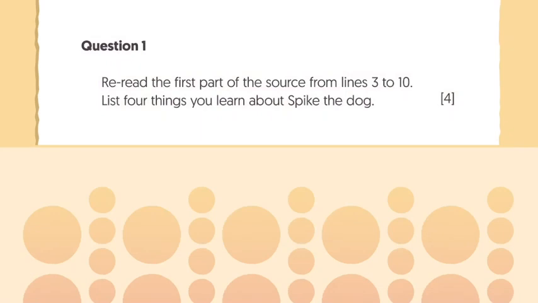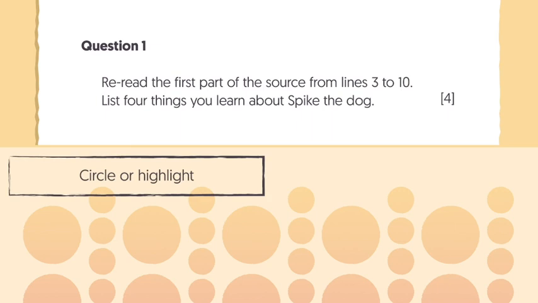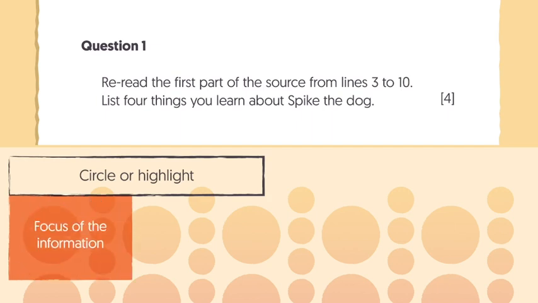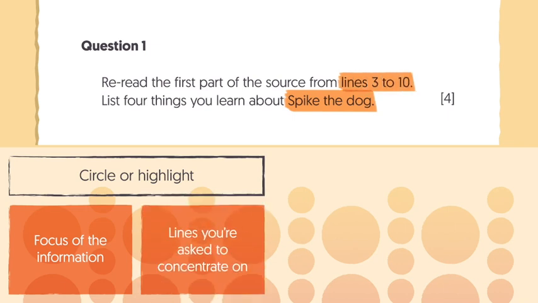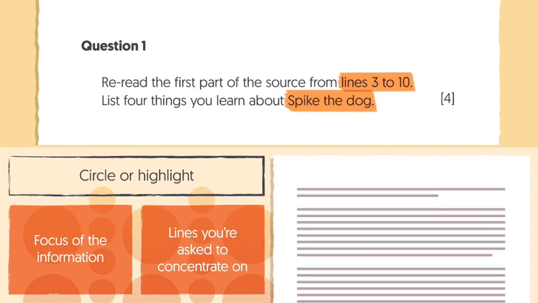First of all, read through the question carefully. Let's say you're asked to list 4 things you learn about Spike the dog in lines 3 to 10 of the text. To make it easy to stay on track, circle or highlight the focus of the information you're after, in this case, Spike the dog. It's also a good idea to circle or highlight the lines you're asked to concentrate on. You might find it useful to box off that section of the text so it's really clear what you're working with.